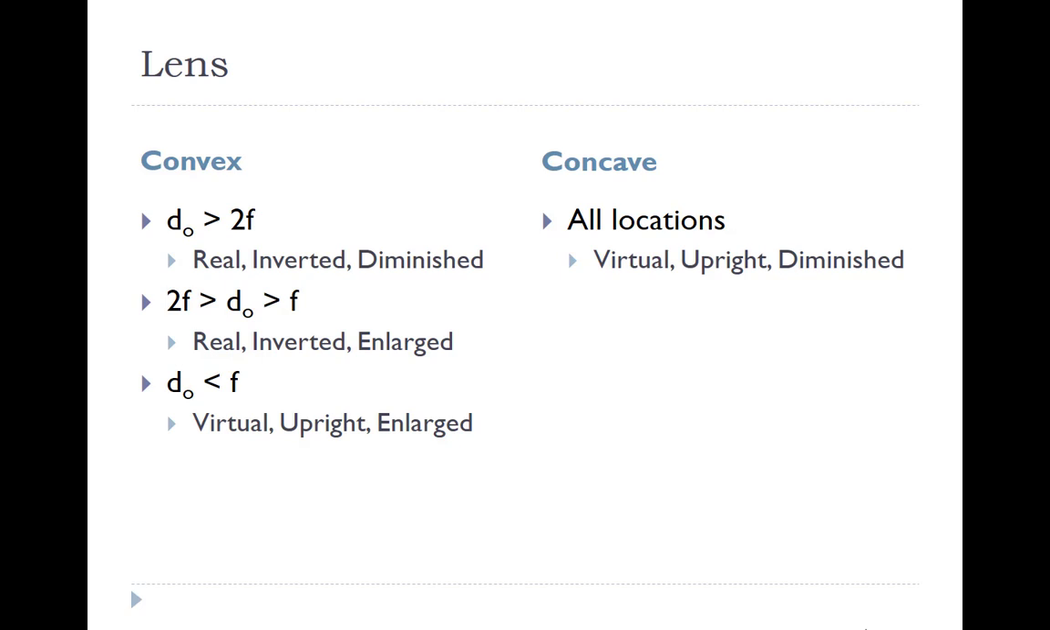Convex lenses can produce 3 different types of images depending on where the object is. If the object is out past 2f, so is 2 focal lengths away from the center of the lens, then the image will be real, inverted, and diminished. If the object is between 2f and f, then the image is real, inverted, and enlarged. And if the object is between the lens and the focal point, then the image will be virtual, upright, and enlarged. Concave lenses, on the other hand, can only produce one type of image, and that image will be virtual, upright, and diminished.